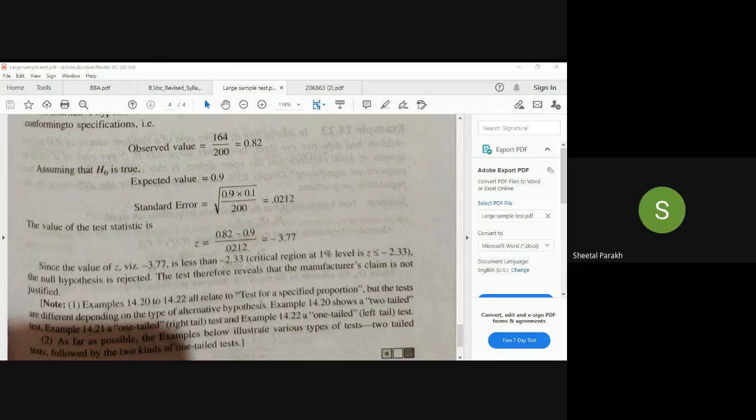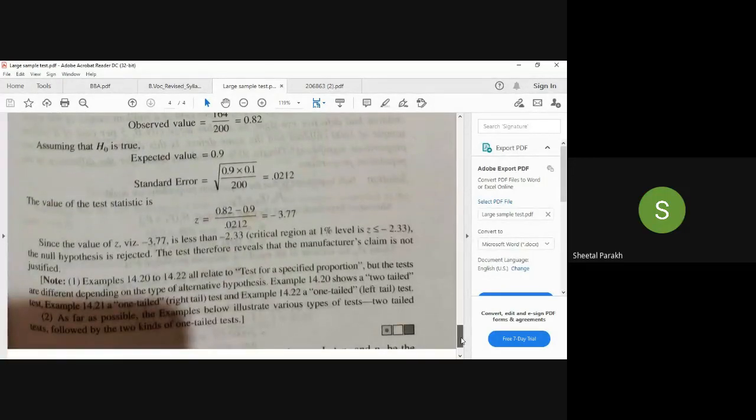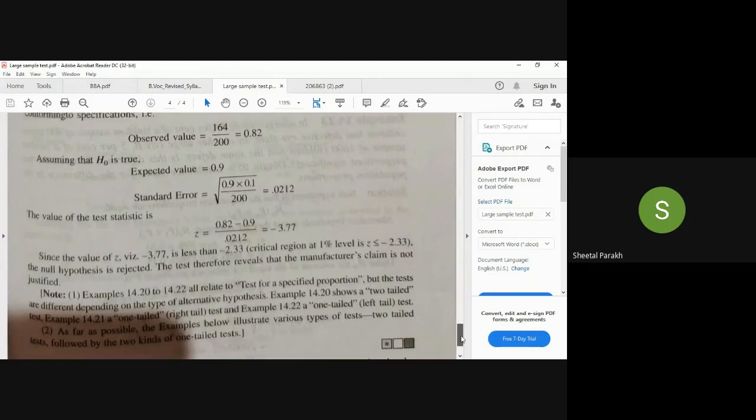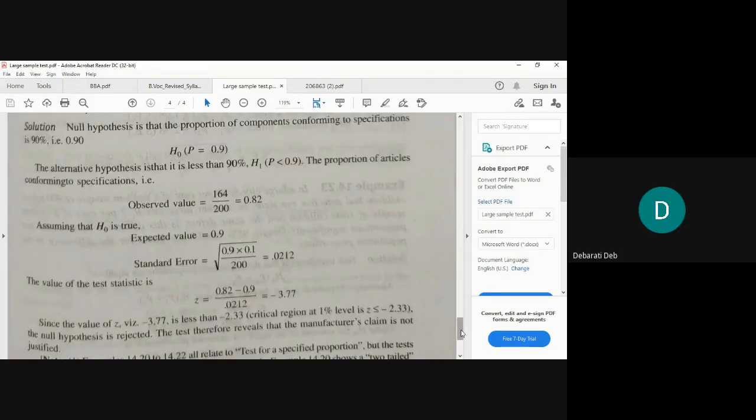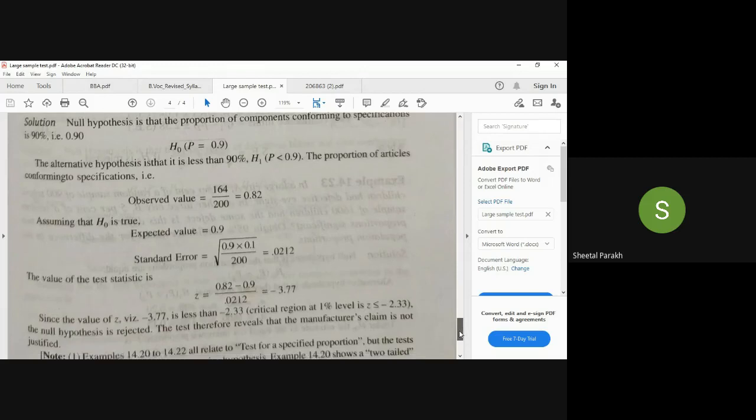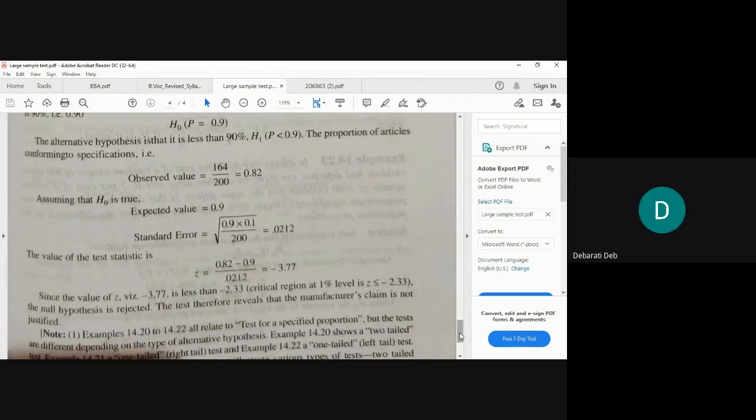Ma'am, can you move the page a little bit downward? Downward. Ma'am, I wanted to see that alternate hypothesis. Downward or upward? This way. Ma'am, the previous line. Yes, this one. Okay.